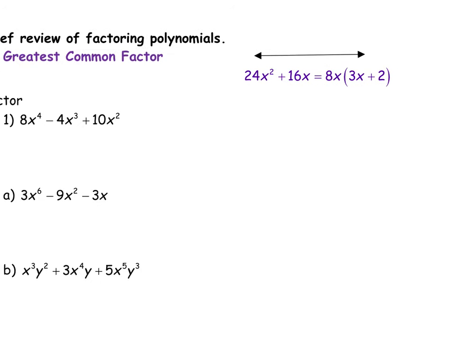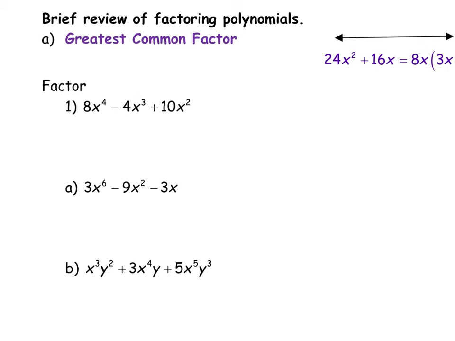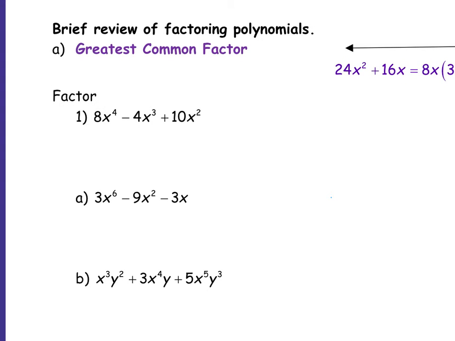So if I look at the first problem to factor, what goes into all three terms, I think that would be a 2x squared. I'm trying to find out what goes into all three terms. My numbers are 8, 4, and 10. What goes into 8, 4, and 10 is 2, right? And what goes into x to the fourth, x to the third, and x squared is x squared. That's the biggest factor that'll go into all three of them. It has to go into all three terms. Does that make sense? Mm-hmm.